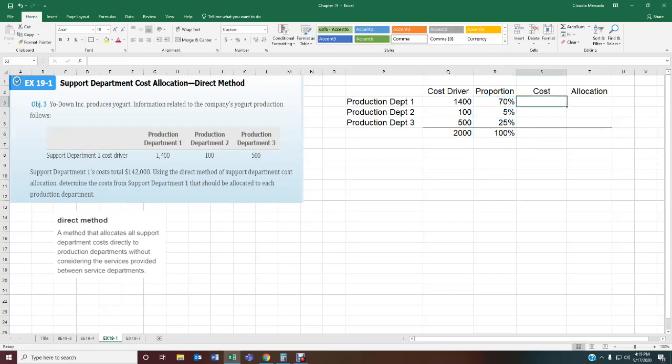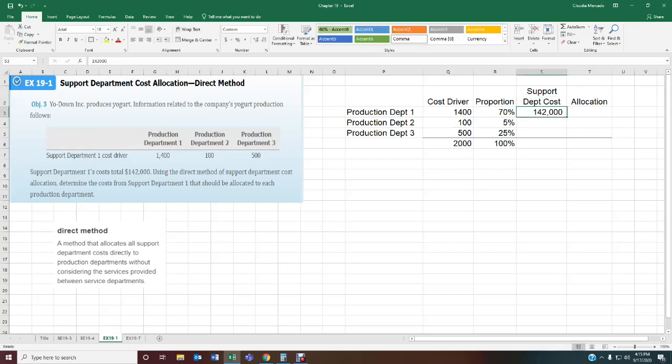Now, the cost. It says here that the support department costs a total of $142,000. That is my cost for my support department, so I'm going to put here support department cost: $142,000. So I have to allocate those $142,000 into these 3 production departments. I've already calculated the proportion based on my cost driver right here.